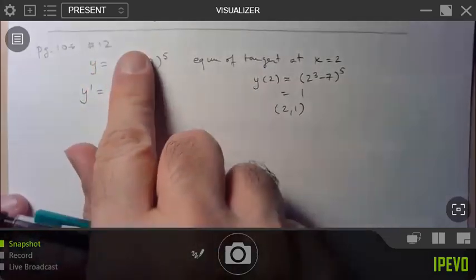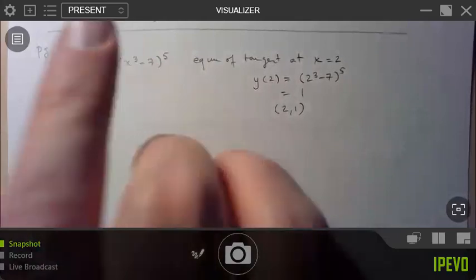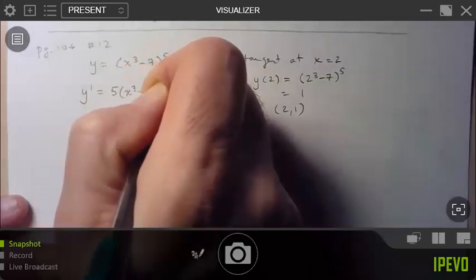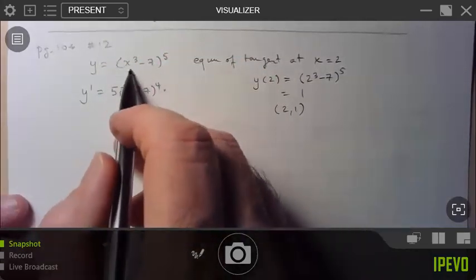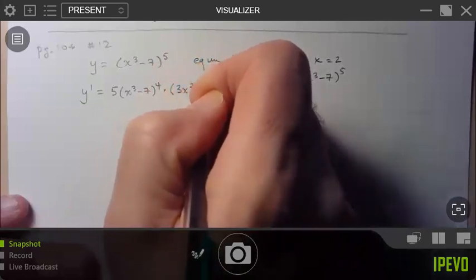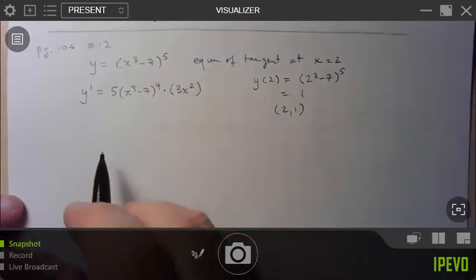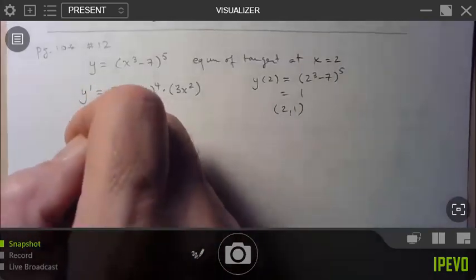Again, looks like I'm going to be using the chain rule. So take the derivative of u to the 5. That's 5u to the 4 times the derivative of u with respect to x, and that's just 3x squared. Okay. So now that I have my derivative, I can find it at 2.